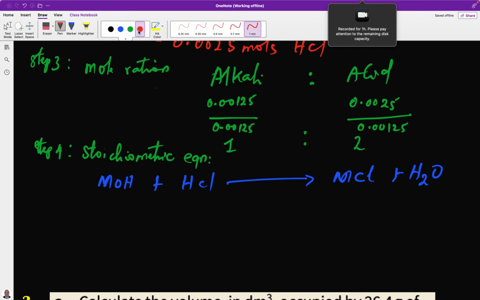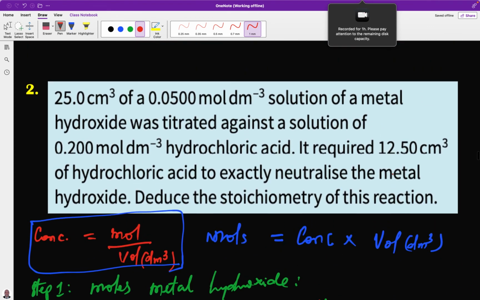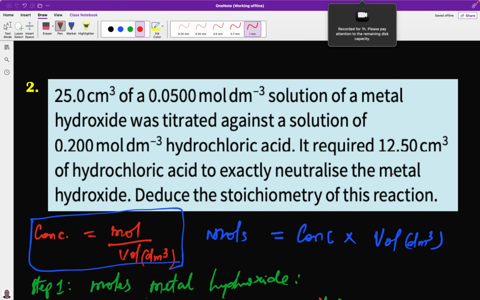On balancing it, you will see that we'll have a 2 here, a 2 here, and a 2 here. Oh, it is not working, because the question says 25 cm cube of the solution of a metal hydroxide was titrated against a solution of 0.2 hydrochloric acid. It required 12 cm cube of this to react, to exactly neutralize the metal hydroxide. Deduce the stoichiometry of this reaction.